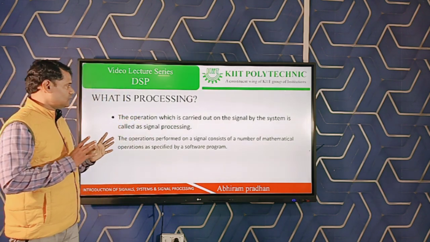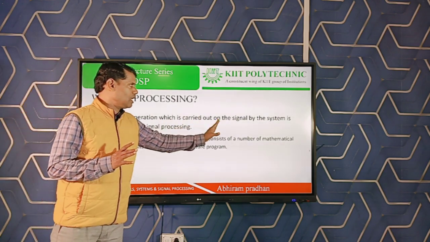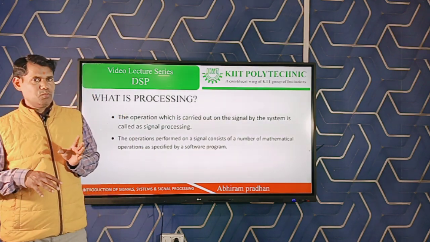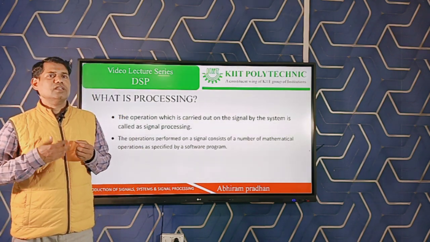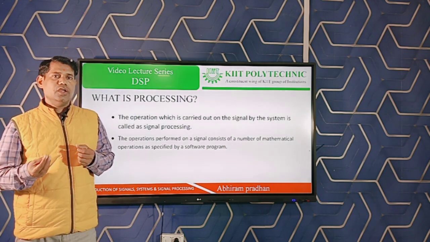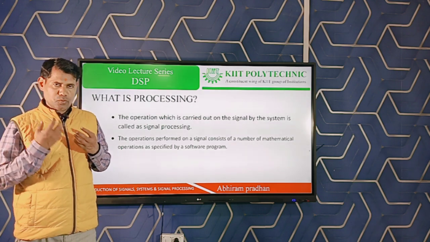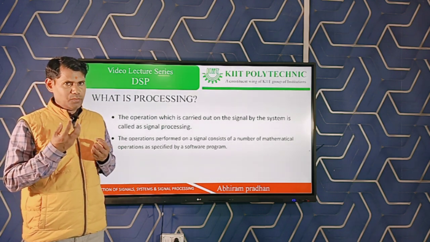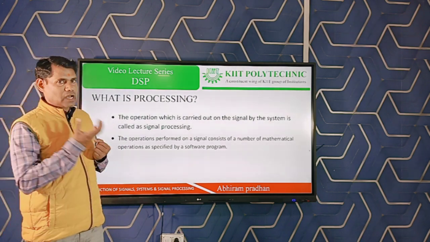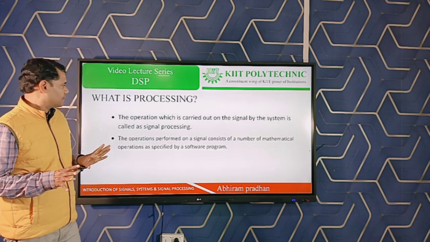But what is processing? Processing means an operation which is carried out on the signal by the system, and that is called signal processing. The signal is processed, meaning the signal is conditioned, and conditioning is done in order to achieve something, in order to extract something. The aim of processing is to achieve something or to extract data from that signal.